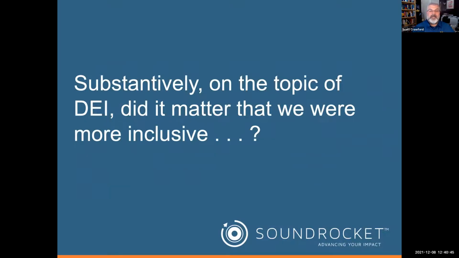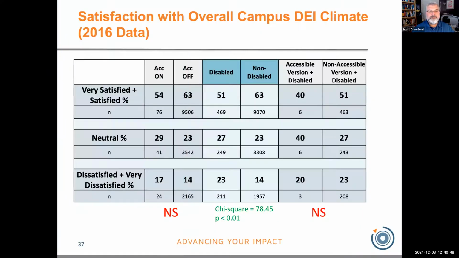Substantively, on the topic of DEI, did it matter that we were more inclusive? Well, I think the data has shown us that we were. Looking at the satisfaction with overall campus DEI climate, the data showed us that there was a significant difference between people who indicated they had a disability and those who did not. And that is, if we're doing things to increase the participation of those with disabilities, we're getting more at where there might be some issues. And the data shows that there might be some issues here. So there was justification there.